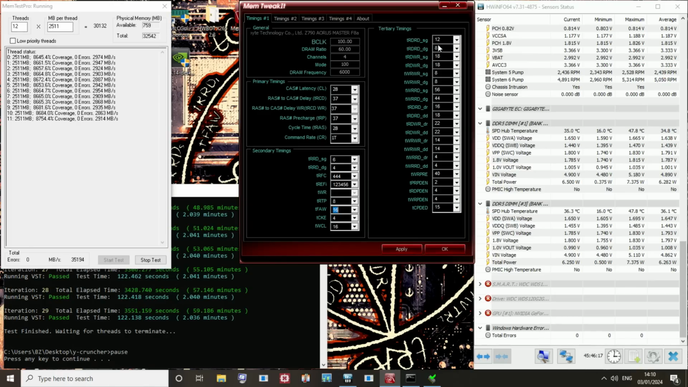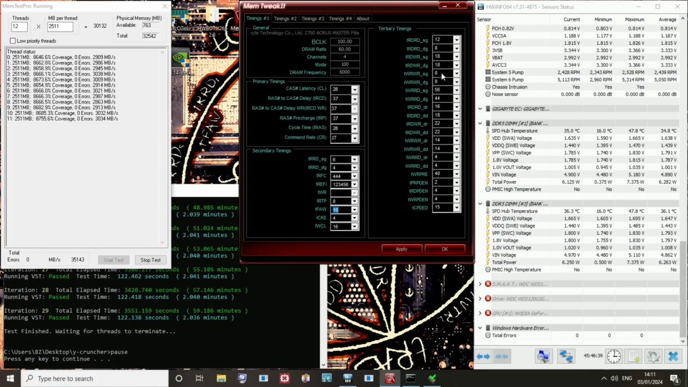Anyway, then we get to my back-to-back timings, tRRD_SG of 12. Even with 1.65 volts, that doesn't go any lower. I tried 10. It did not like that. Then we have 18 and 18 on the read-to-write timings. And then we have the write-to-write timing, write-to-write different group, which is at 8, which looks completely insane. Even to me, I am honestly surprised that that works, but it does.